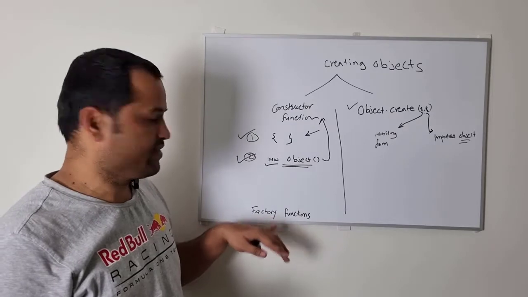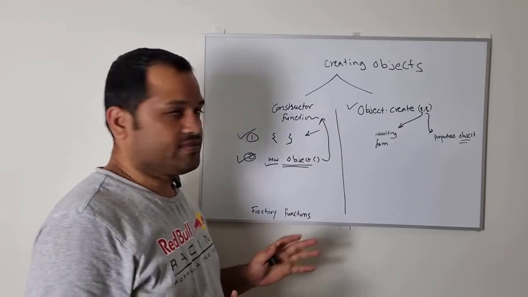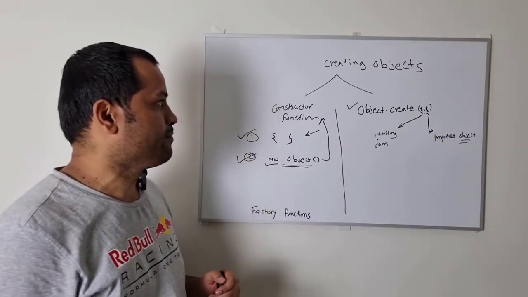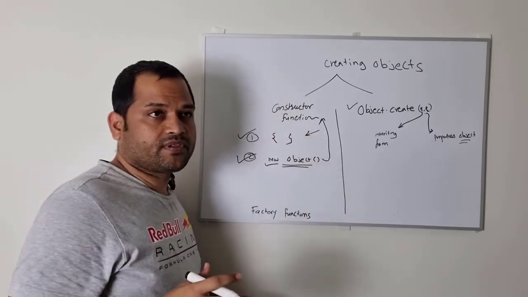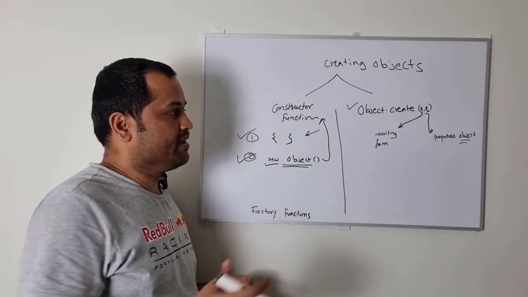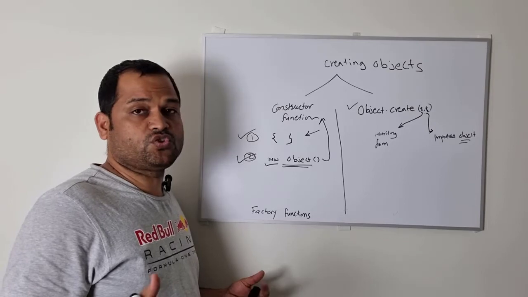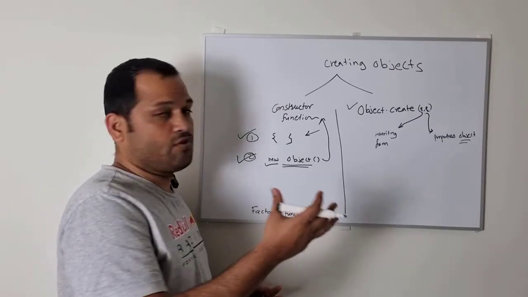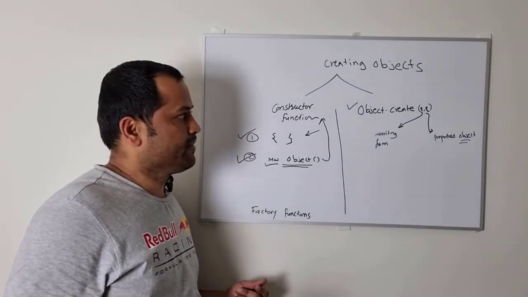I'll come to factory functions later on, but before that let me go to object.create. The second way in which you can create objects is using object.create. In the first way, we have to use constructor functions and then objects will be created. But here we don't need constructor functions. Even if we have just objects, we can still create new objects from those objects. So basically we don't need any constructor functions.